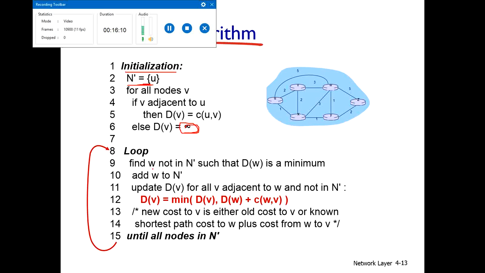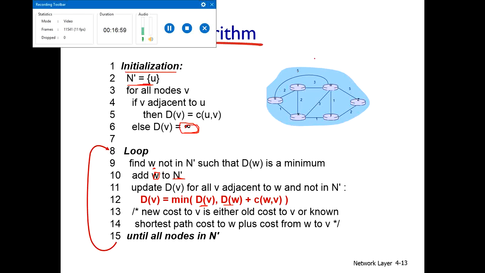So we will find w in N' such that D(w) is minimum. We will add that node w, the intermediate neighbor, to the set of nodes. Then we will update the distance from source to the destinations. How will we update? We will calculate the minimum of D(v) and D(w) plus cost from w to v. So if the new cost is lesser than the old cost to v, then we will update it. Otherwise, we will keep the old one. This loop will be carried out until all the nodes in N' have been visited.